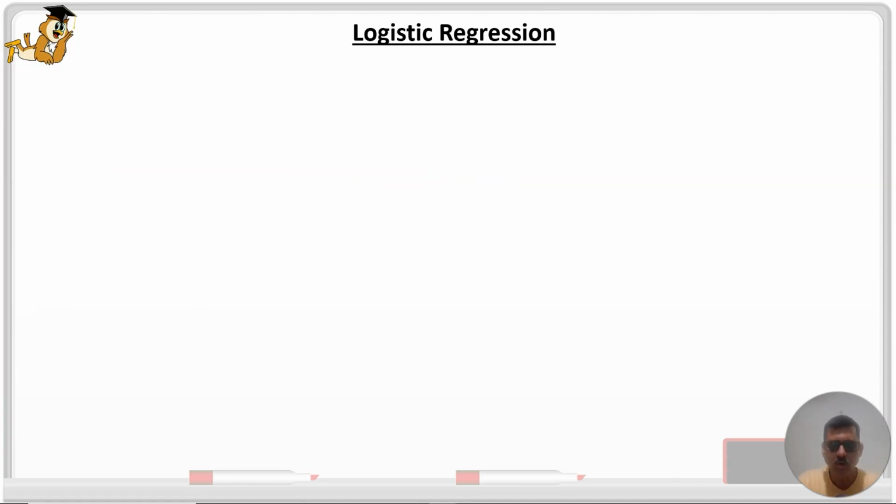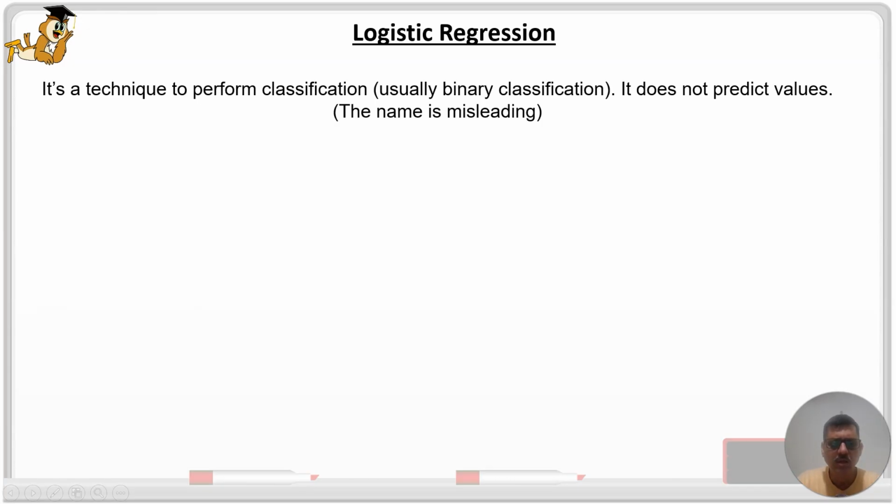Now let us talk about logistic regression. Logistic regression is the last of the three classical probabilistic models that we are going to cover in our session today, and it's an important one. So let us see what logistic regression is. Logistic regression is a technique to perform classification, usually binary classification. It does not predict values, and the name is misleading.